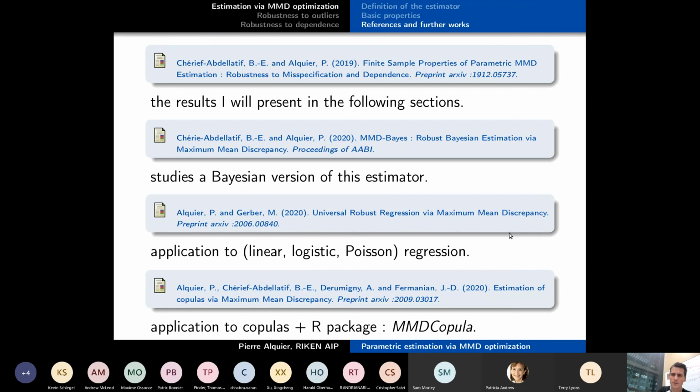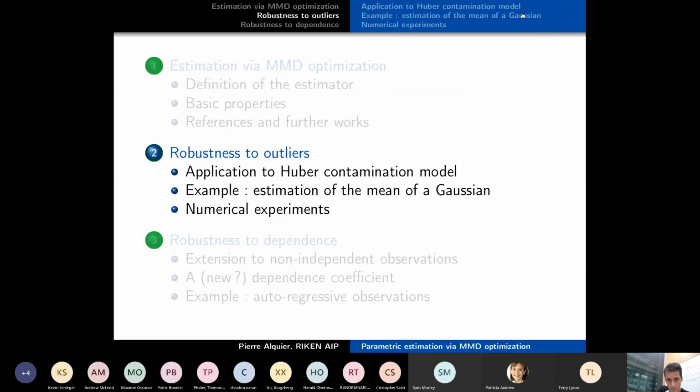I will focus on the results of the first paper now. I just have a few slides to explain the robustness to outliers and the robustness to dependence. I think each part can be presented in 10 minutes. So if you have questions, really, don't hesitate to ask. Otherwise, I will just come back to the Huber contamination model.